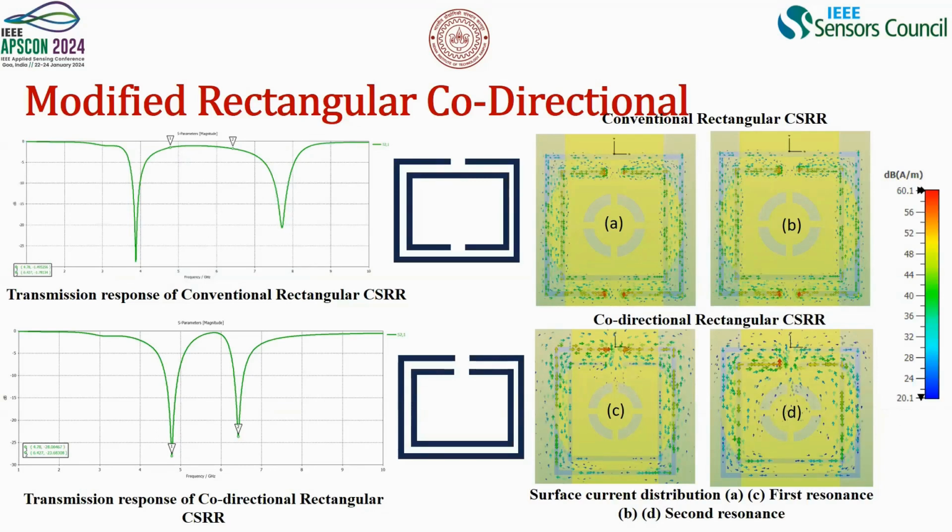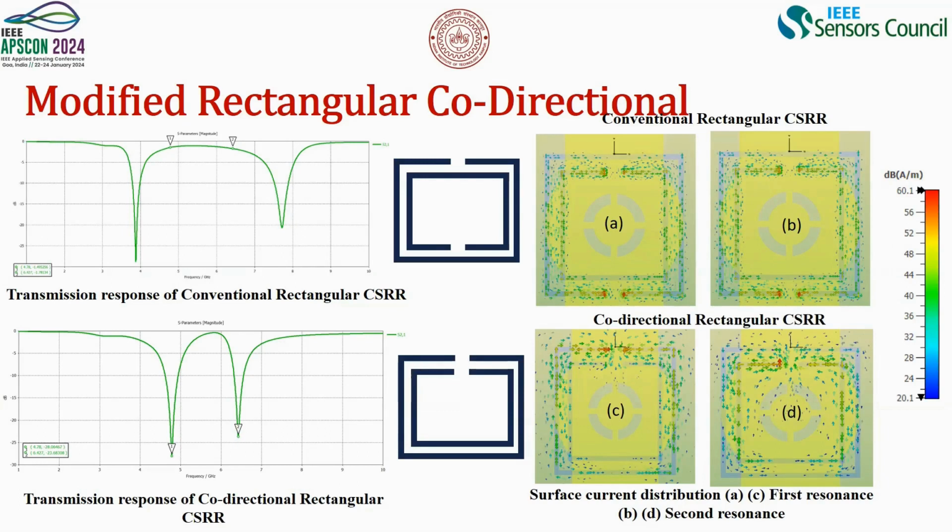So if we see the first structure, this is a simple conventional orthogonal split CSRR that has been made. The fundamental resonance is somewhere around 3.8 gigahertz, and the second harmonic is around 7.6. But if we see the co-directional CSRR, we'll observe that the first resonance is split into double resonances.